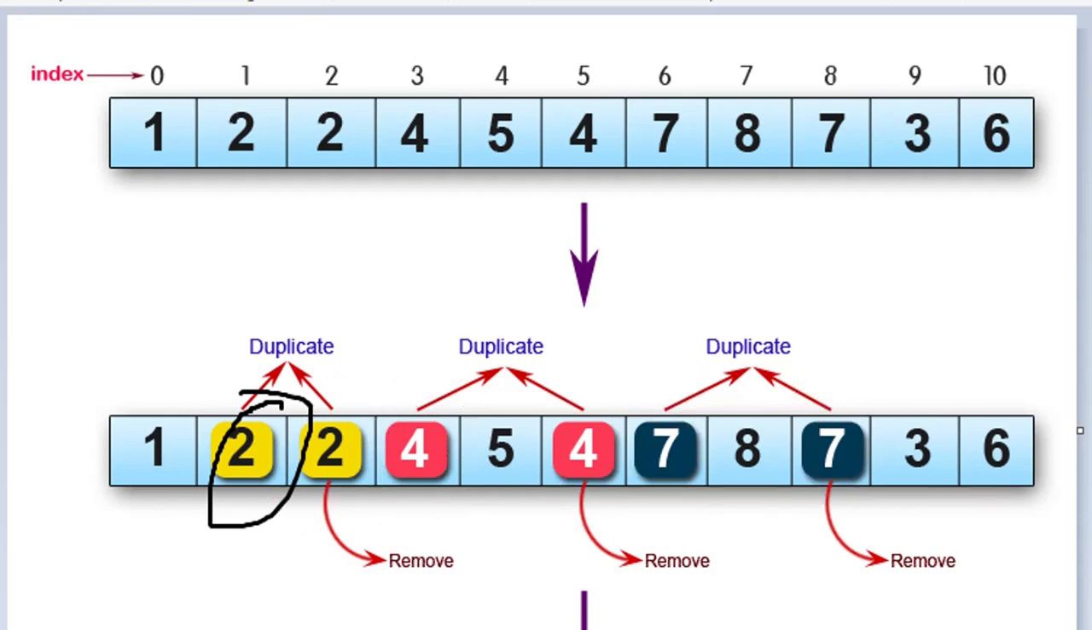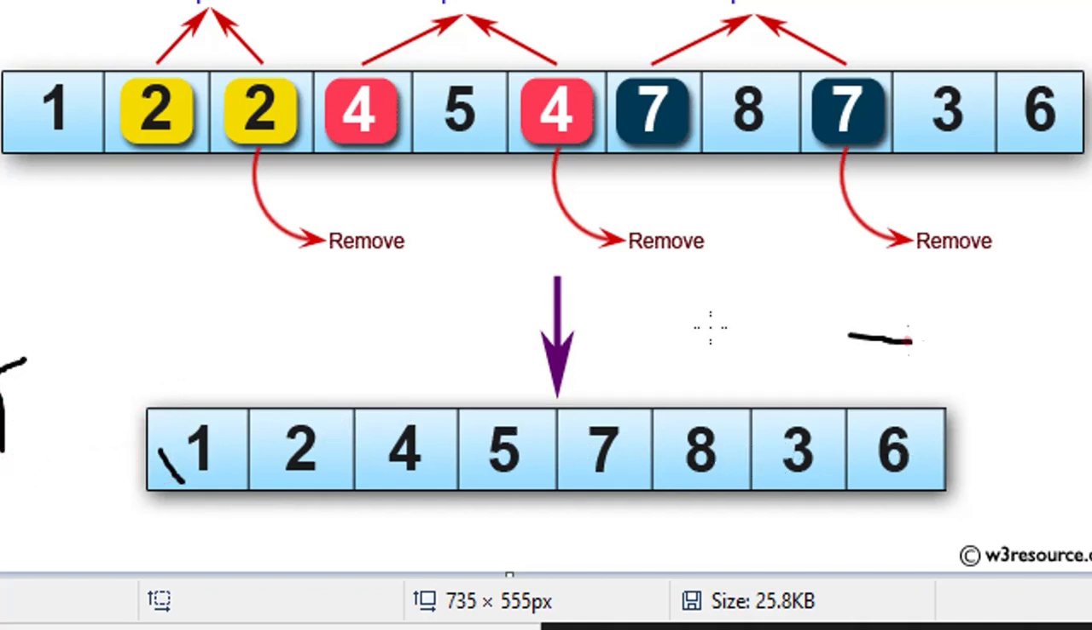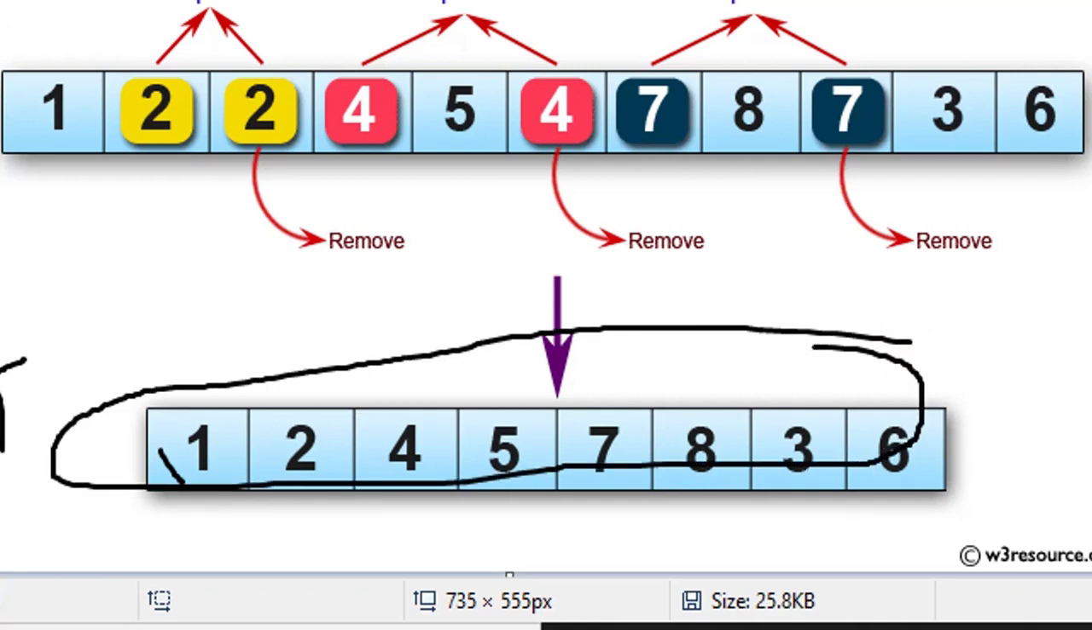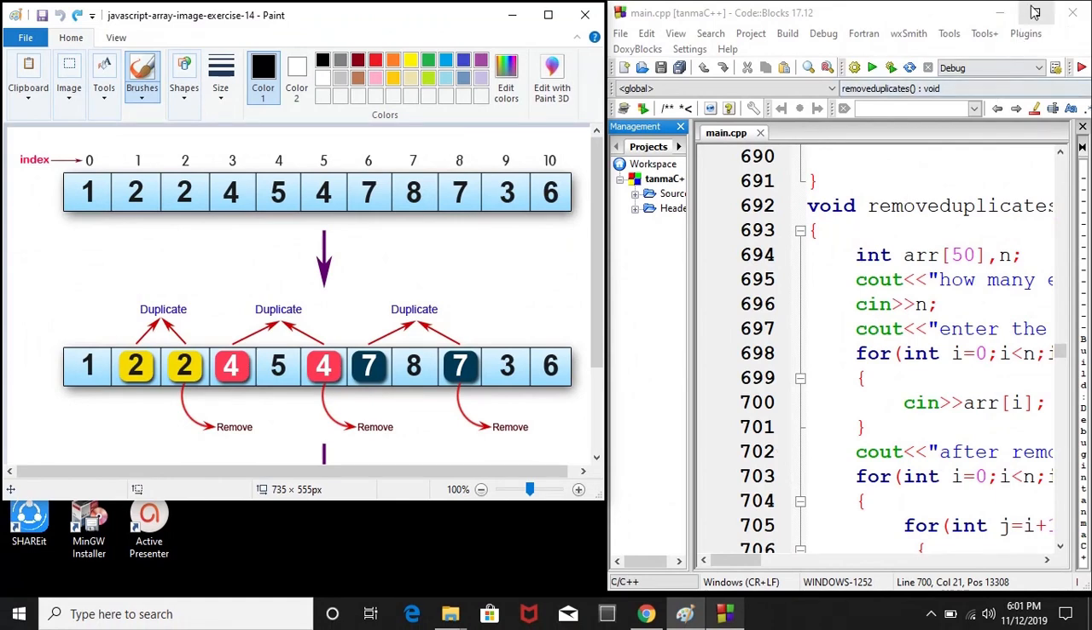So what do we want? The final answer array should have no duplicates present, like this: 1, 2, 4, 5, 7, 8, 3, 6. This is the final array. This is what we want. So how can we do this? Let's look at the code.